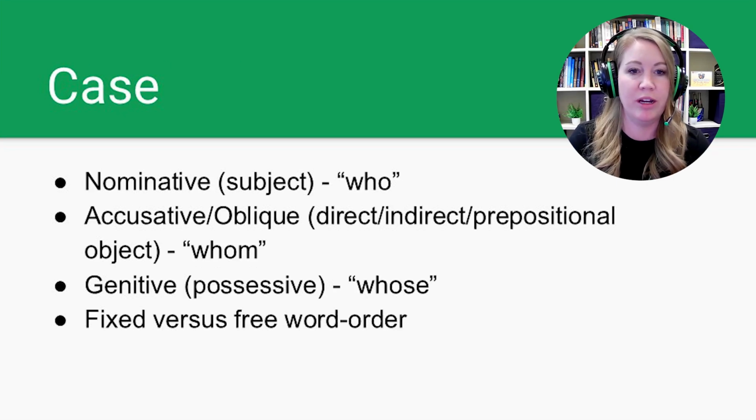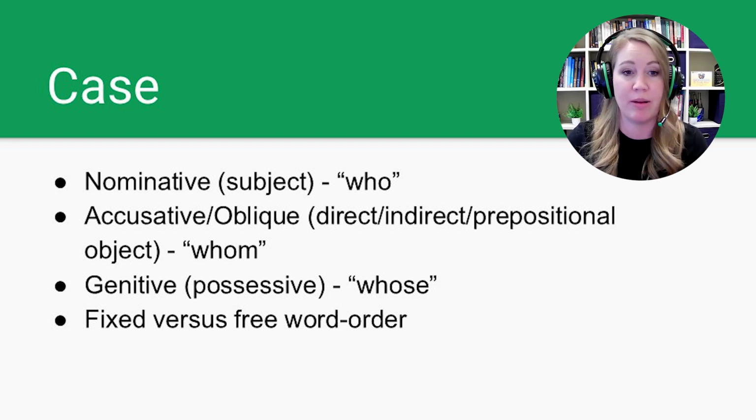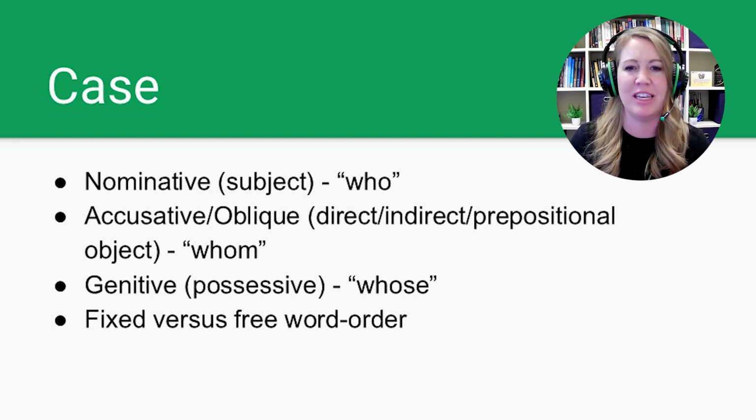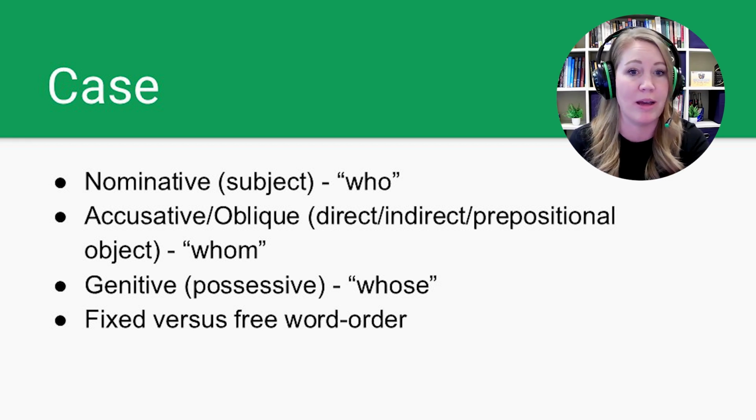All right, so we are talking about how nominals are inflected for number, gender, and case. We talked about number and gender. Let's talk about case. Understanding case can be a little tricky because unlike number and gender, it's often an invisible marker in English. It's not explicitly marked on nouns themselves, but it is visible in pronouns.